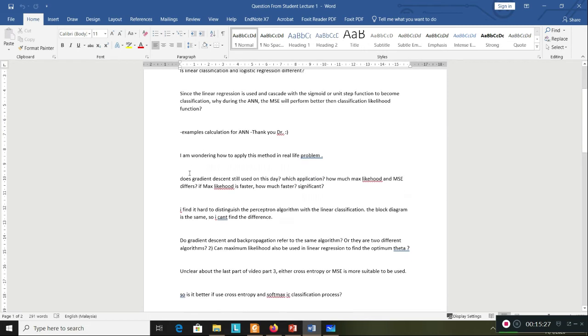Someone asked how to apply this method in real life problems. I think you must understand this at the beginning, during the first chapter, when we talk about machine learning and so on; you should relate that to real life problems. Dr. Ting gave you a lot of examples, like if you have an image and you want to recognize it.